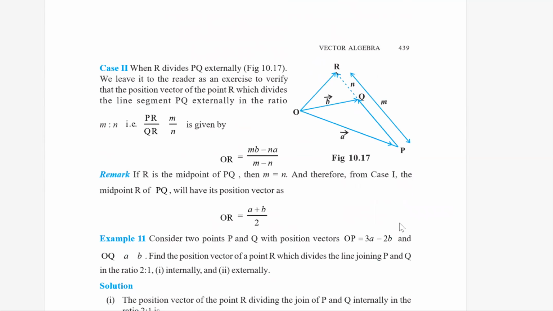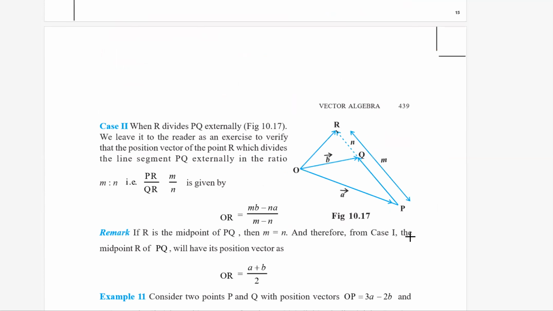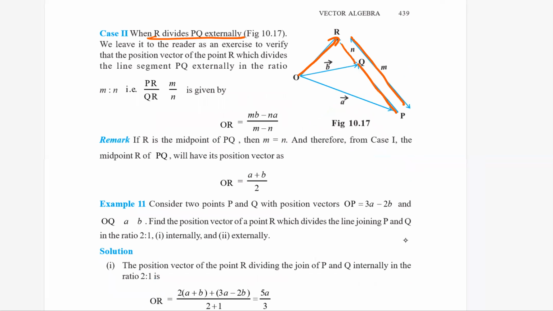Now, this is dividing internally. Internally means r lies between P and Q. Suppose r divides PQ externally in ratio m is to n. So r is here and P and Q are here, and this is m and this is n. Then it is given by m into vector b minus n into vector a upon m minus n.